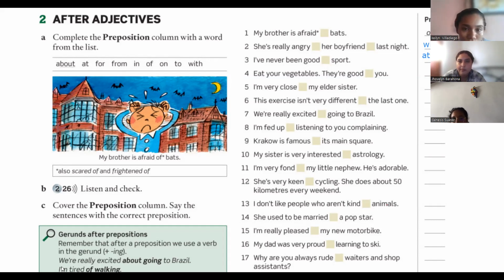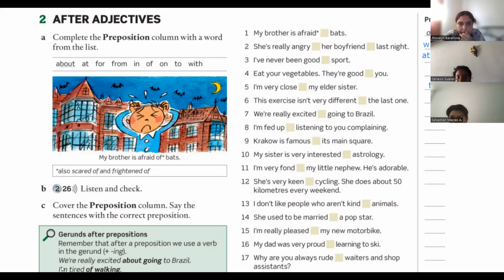Okay, the 6, this exercise is very different to the last one. Okay, but 2 is already there. There is another preposition. Kaylin, 6. From the last one. From the last one. Please write it there. From.